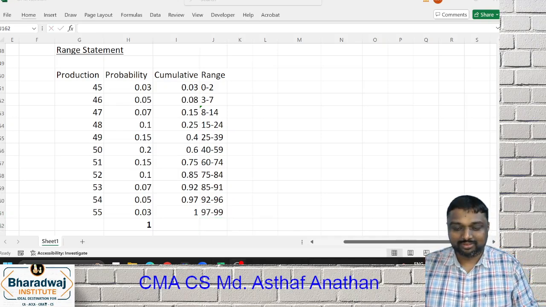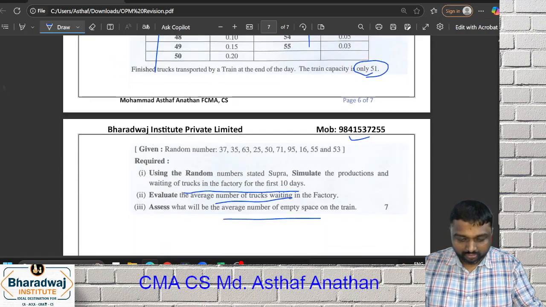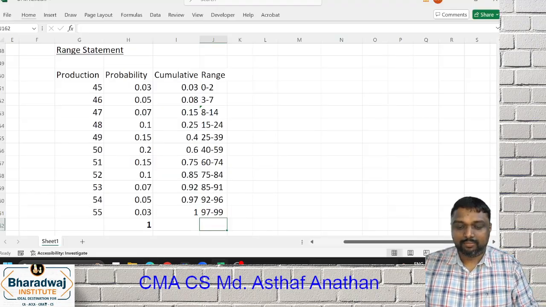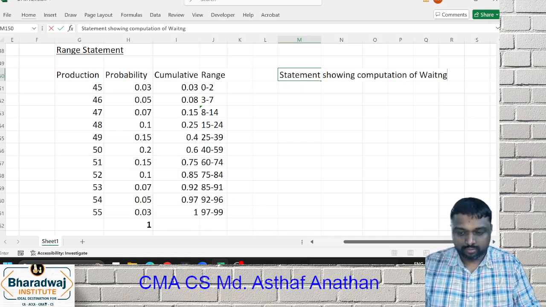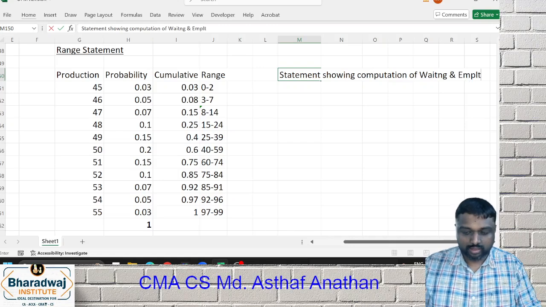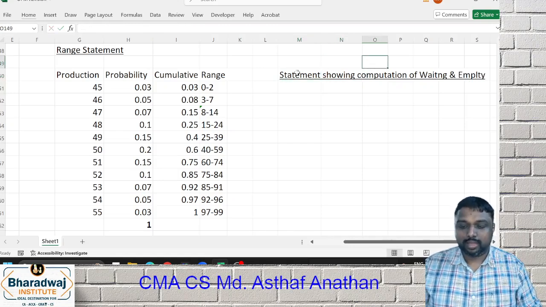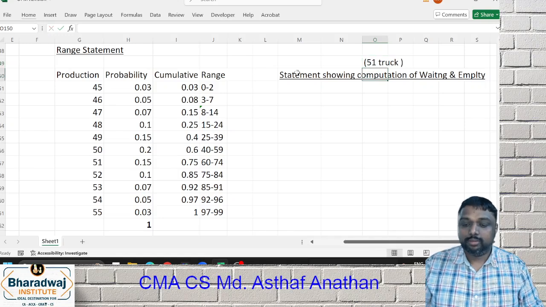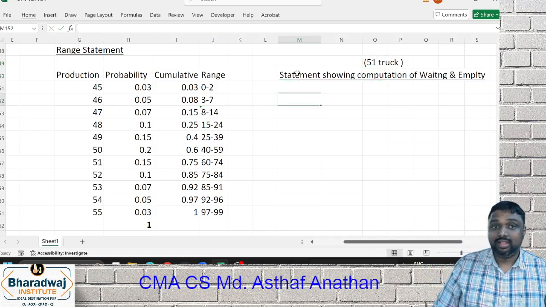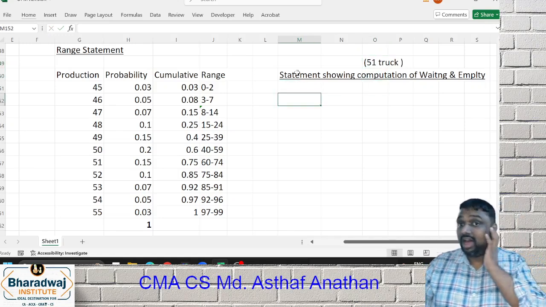Now they are asking us to find out the number of waiting and empty. Statement showing computation of waiting and empty. We know what the capacity is. Capacity is what? 50 tick track. A similar question is in your study material also. It is of what? Car.